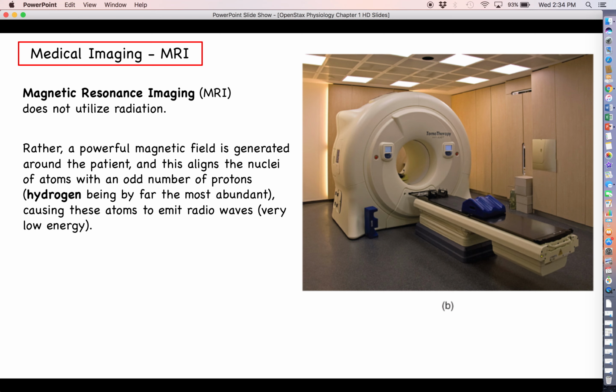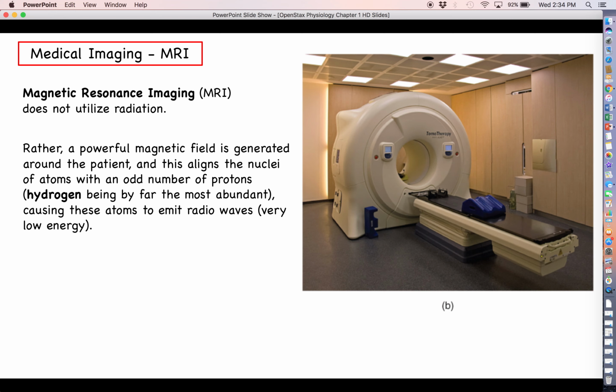This powerful magnetic field is only going to have an effect on certain atoms in the body. Specifically, it's going to have an effect on atoms that have an odd number of protons, which is something that we'll talk about in Chapter 2. So if the whole proton aspect of it confuses you, you might consider revisiting this slide after we've had a chance to go through Chapter 2.